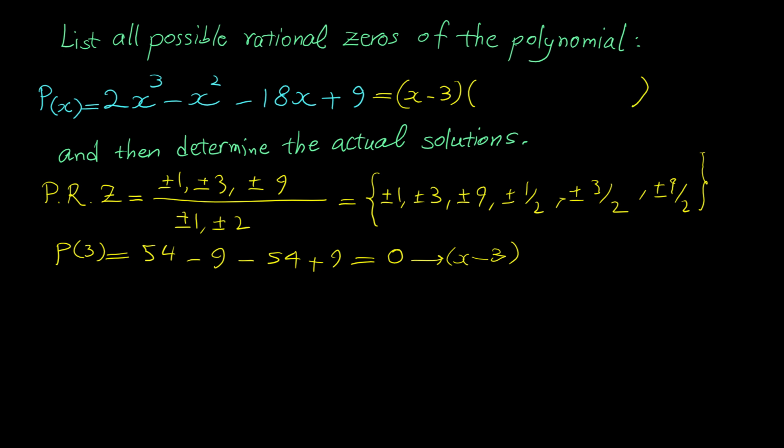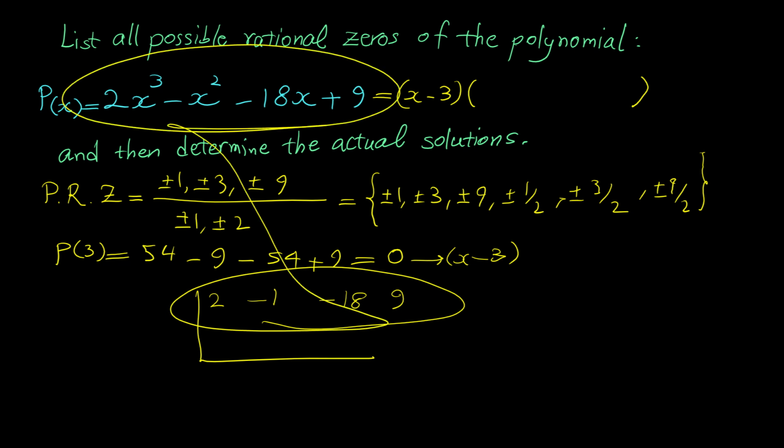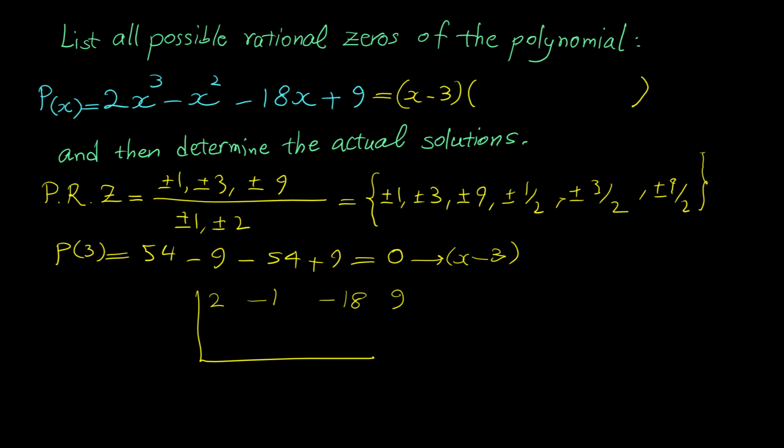To figure out what that polynomial is, we use synthetic division. Based on the synthetic division, we draw something like this. 2, negative 1, negative 18, and 9 are the coefficients of this polynomial that we have to write in here. And what number do we have to write on the left side? 3, because we want to divide by x minus 3, the opposite sign of the number. X minus 3, the opposite sign of negative 3 is 3. So we put 3 here. This is the process of synthetic division, a famous method for dividing a polynomial by a binomial.